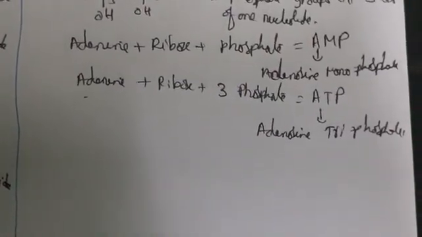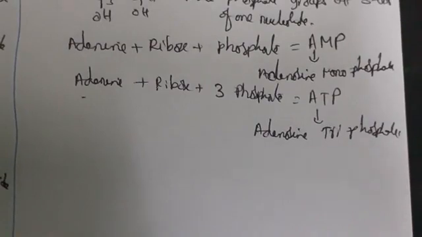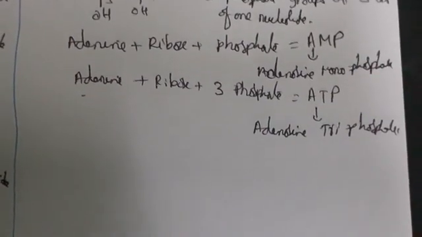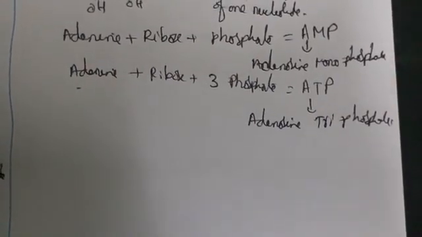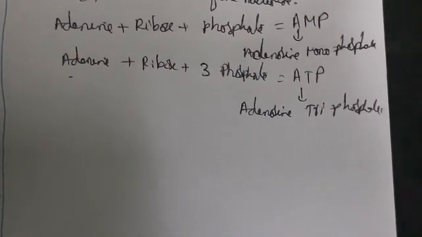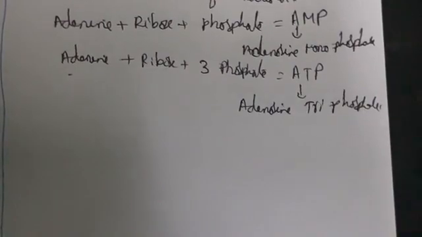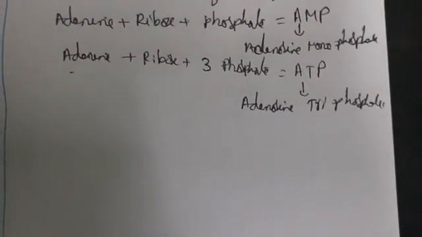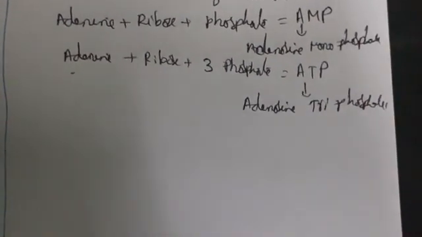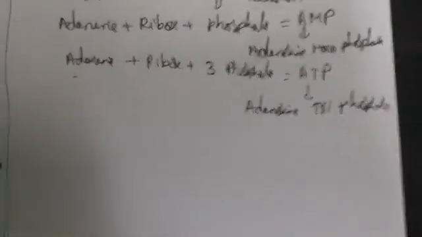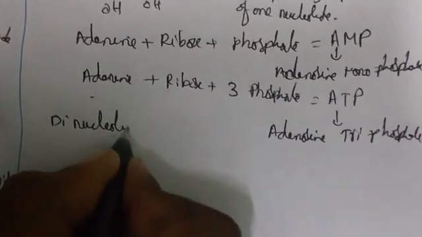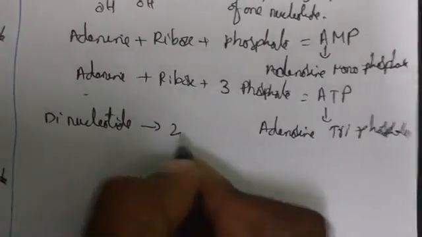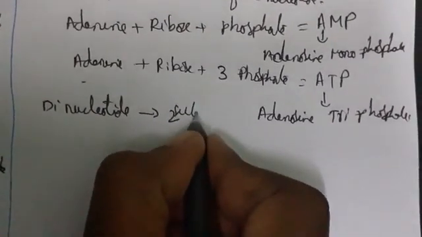Nucleotides are joined together by phosphodiester linkage between the 3'-OH group of one nucleotide and the 5'-OH group of the next nucleotide. A dinucleotide contains 2 nucleotide subunits. Oligo means 3 to 10, and poly means more than 10. We call these polynucleotides, same like polymers.